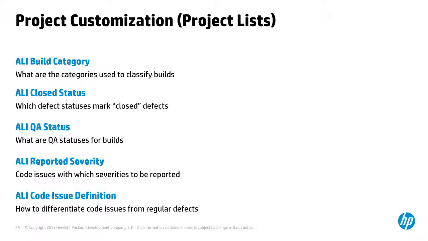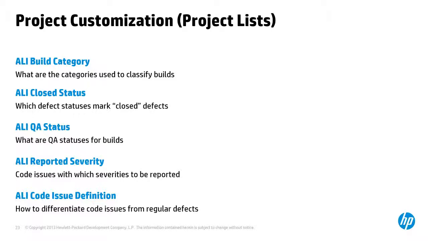On this slide, I'm sharing a brief overview of the project customization. So many things in ALI are customizable. There are very reasonable defaults, but if your project is specific and you would like to change or extend some of the aspects of ALI, it can be easily done, and it's done in the project customization. So ALI comes with predefined build categories. If you want to use your own ones, you can simply go to this project list and define your own.